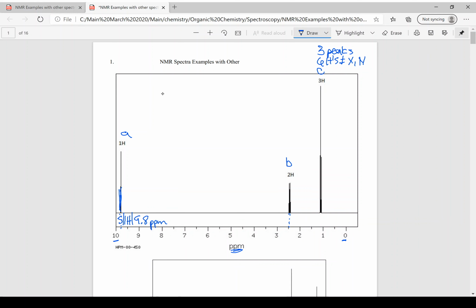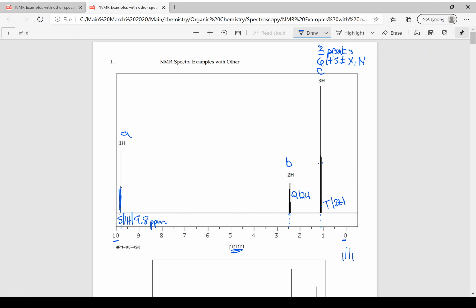If you notice the symmetry, it is kind of squished together, but the symmetry looks like this, and with experience you'll start to recognize that. So I believe this one is a quartet that integrates for 2, and it's around 2.4 ppm. Again, there are shadow peaks. Do you see these dark things? But there's a peak on the left and a peak on the right that are almost the same height. So I believe this is a triplet that integrates for 3, and it is around 1.1.